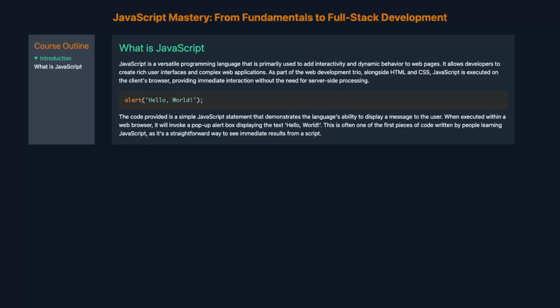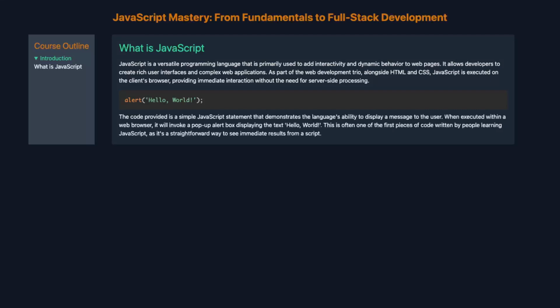What is JavaScript? JavaScript is a versatile programming language that is primarily used to add interactivity and dynamic behavior to web pages. It allows developers to create rich user interfaces and complex web applications. As part of the web development trio, alongside HTML and CSS, JavaScript is executed on the client's browser, providing immediate interaction without the need for server-side processing.